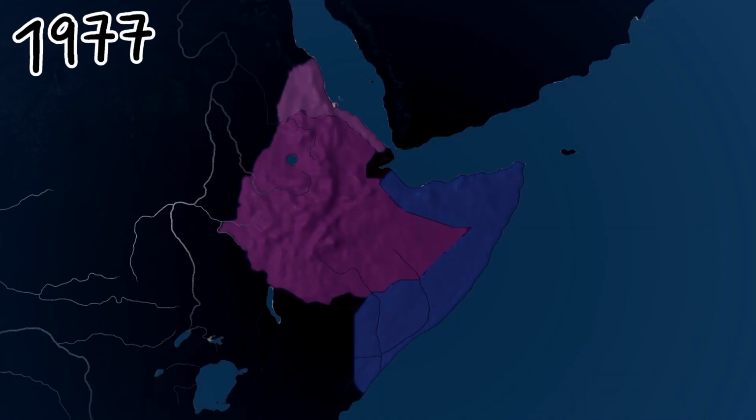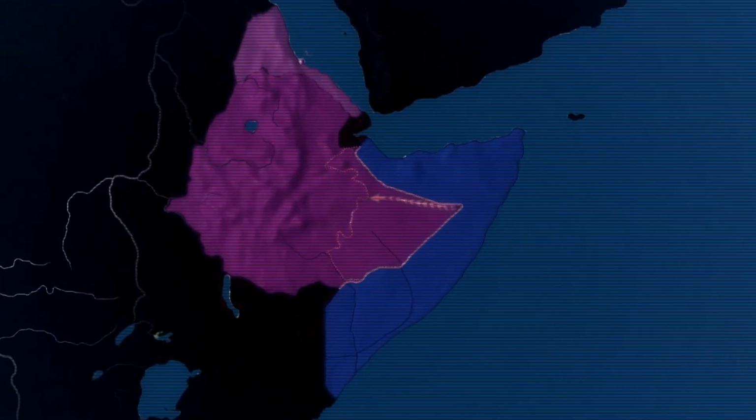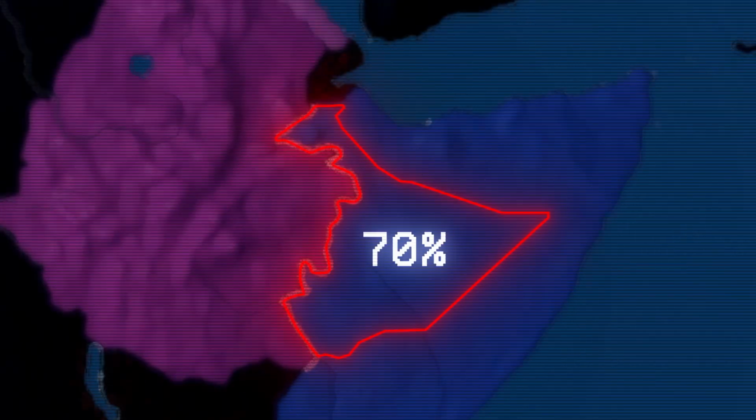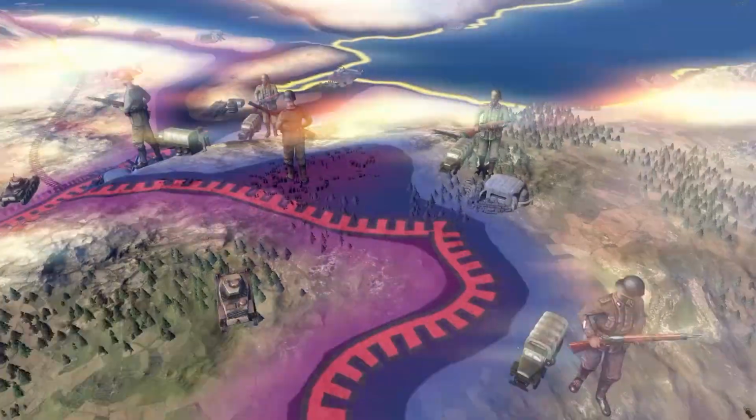And 3 years later, Siad Barre would launch an invasion into Ethiopia on the 13th of July 1977. At the start of the war, Somalia had a massive military advantage in terms of equipment, but not in manpower and geography. But Somalia still steamrolled the Ogaden region and were about 70% of their war goal at the peak of their military campaign, almost reaching Dire Dawa, the largest settlement in the region, but also capturing Jijiga.